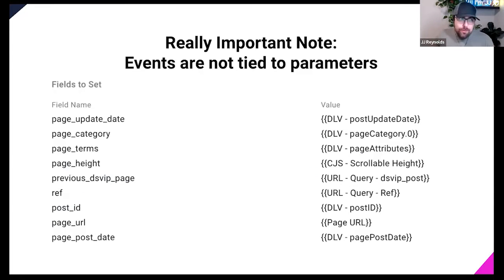Another really important thing, I know there's lots of important things, is that events are not tied to parameters. And you're like, what does that mean, JJ? Great question. Here are a bunch of things that we're sending with an event, and we're sending this with every single event. So with the config tag in Tag Manager, every single event is getting all of these little things.